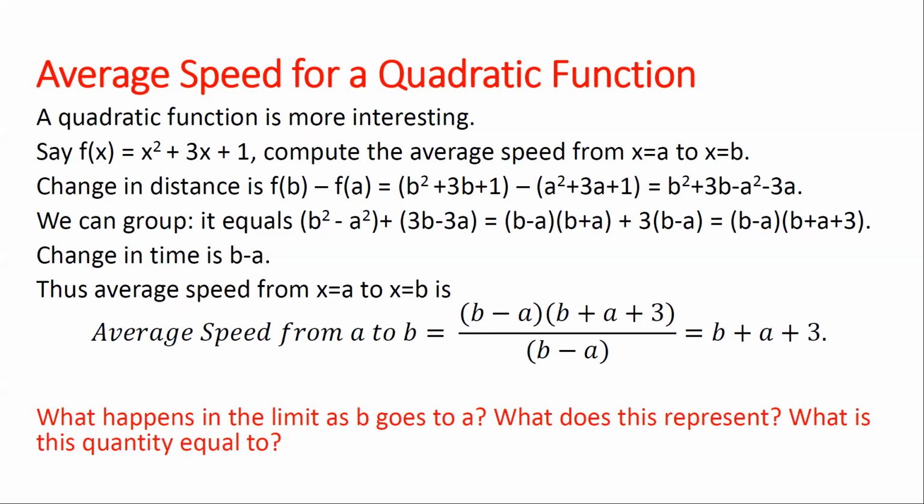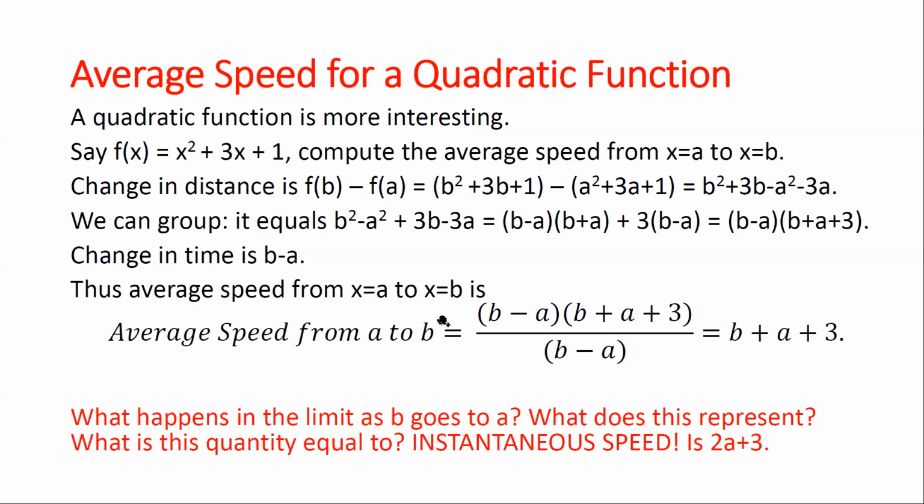Yeah. So that's what's going on here. If we take the limit as b goes to a, this should converge to your instantaneous speed. And that's what we're going to compute now. So the instantaneous speed is 2a plus 3.